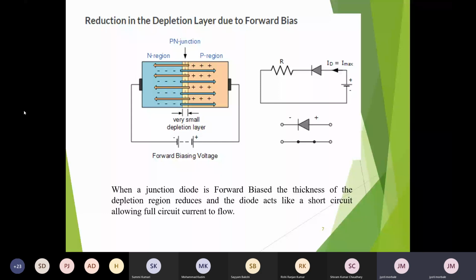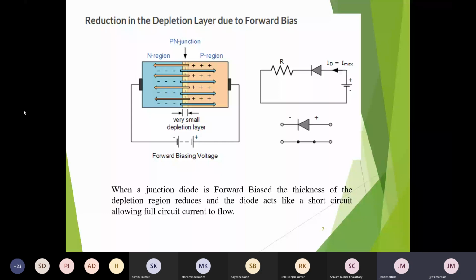Free electrons from the N side are pushed towards the P side. Similarly, the positive end of the supply will push the holes towards the N side. When the supply voltage increases, more electrons and more holes start traveling towards the junction. As we are in a forward bias state, the voltage that we apply is called the forward voltage.